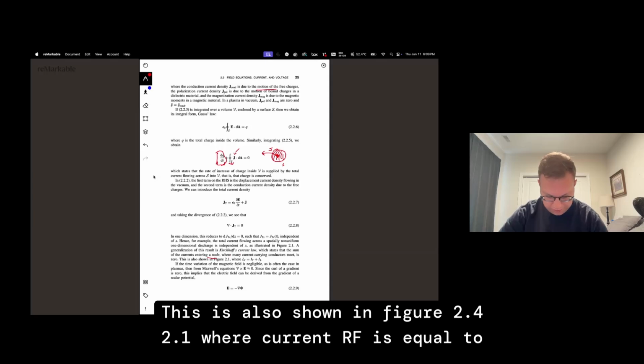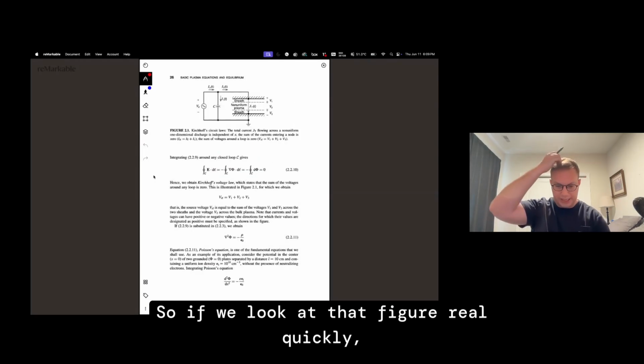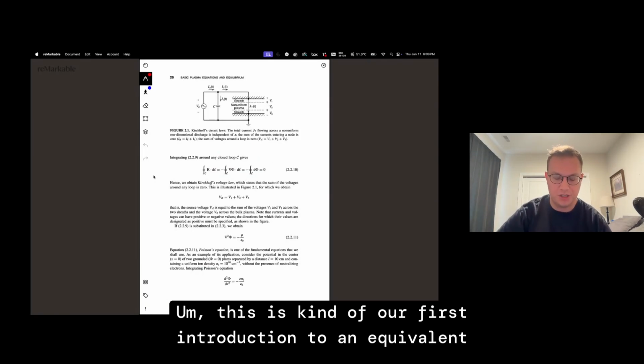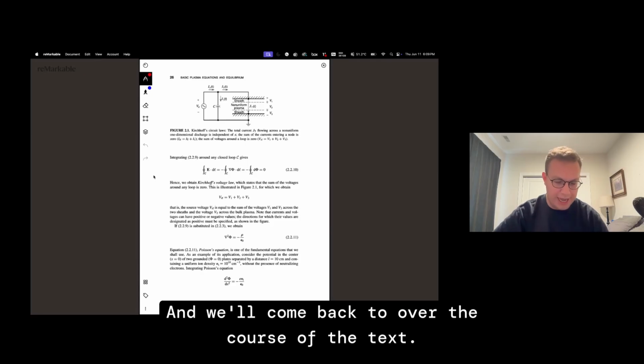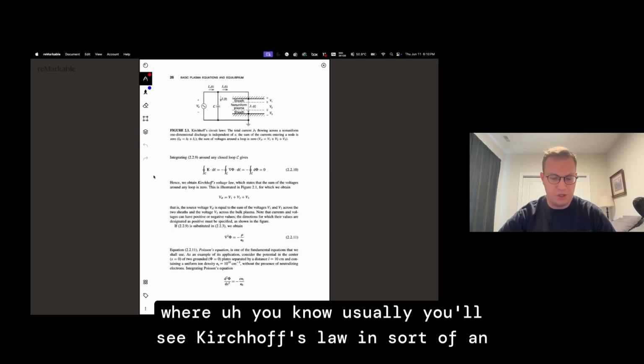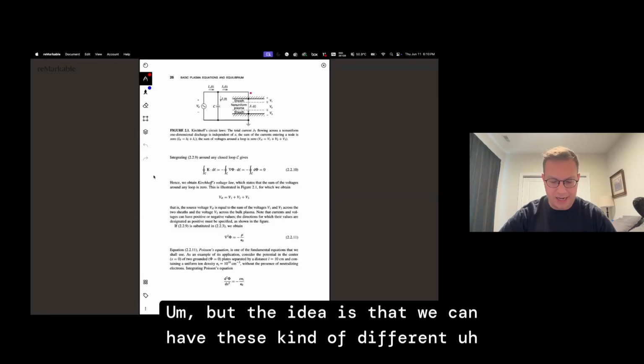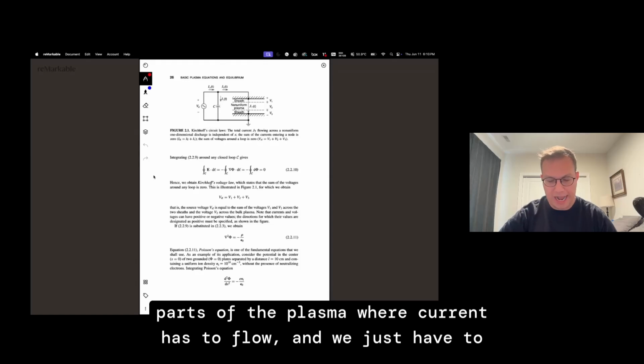This is also shown in figure 2.1, where current RF is equal to the total current plus current 1. So if we look at that figure real quickly, this is our first introduction to an equivalent circuit model for the plasma. Over the course of the text, Lieberman develops several of these equivalent circuit models, where usually you'll see Kirchhoff's law in an electronics textbook. But the idea is that we can have different parts of the plasma where current has to flow, and we just have to conserve current.